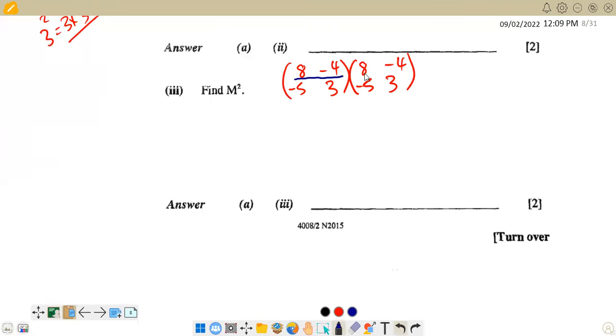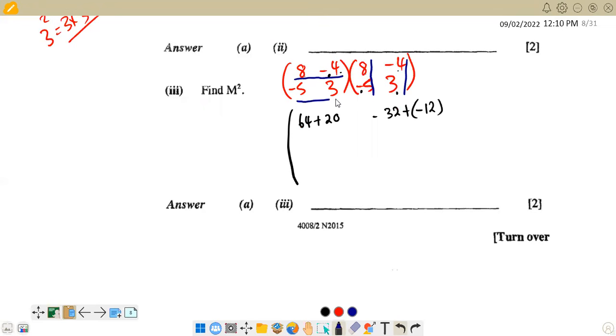So row by column. Now we know the concept, guys, so I'm not going to show everything. I'm just going to multiply directly here. It's 8 times 8, which is 64. Whatever we get, we add to -4 times -5, which is a positive 20. Then we are done with this row and column. We are still on this row, so we move on to this column. We do the same here. It's 8 times -4, which is -32, plus -4 times 3, which is -12. Okay, we are done with this row and column.